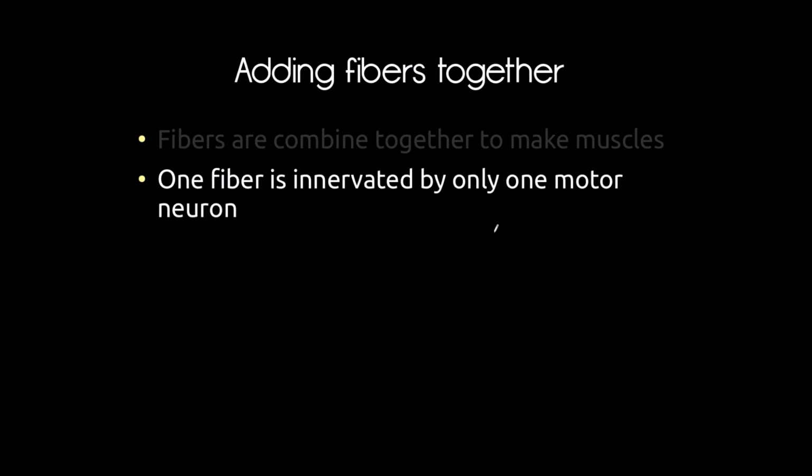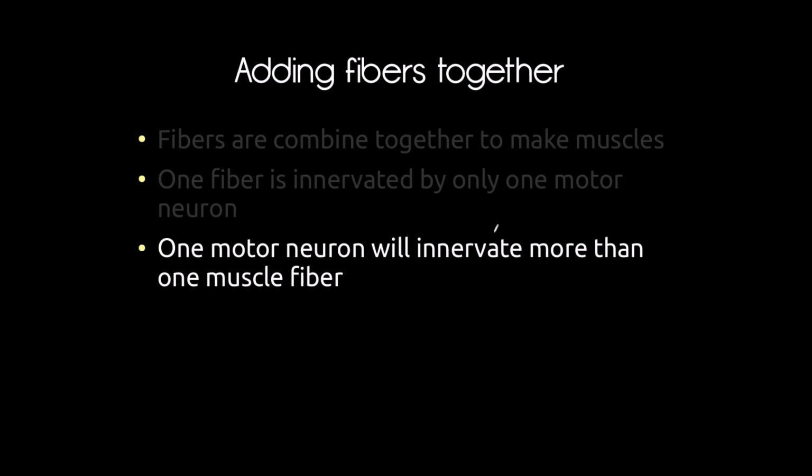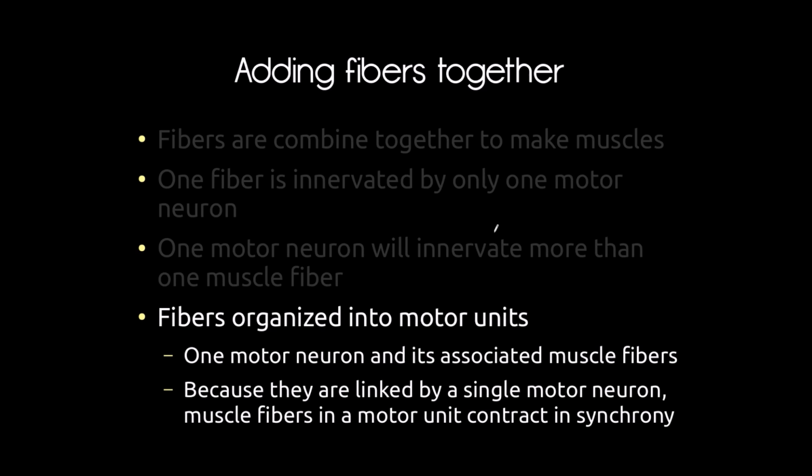On the other side, however, a single motor neuron is going to innervate more than one muscle fiber. So any efferent motor neuron here is actually going to be synapsing onto quite a few different muscle fibers and being able to cause all of them to contract together when it sends along a signal. What this means is that these fibers are going to be organized into what we call motor units. And a motor unit is simply one motor neuron and all of its associated muscle fibers.